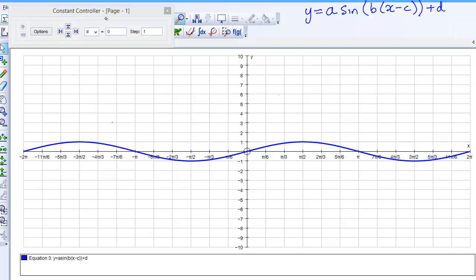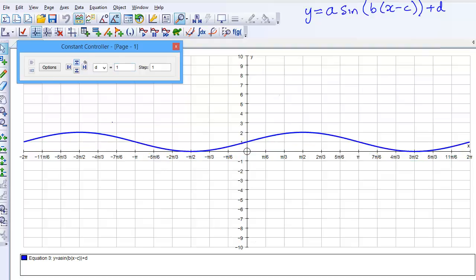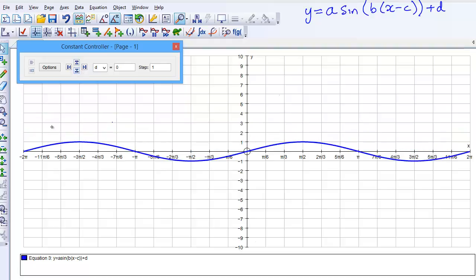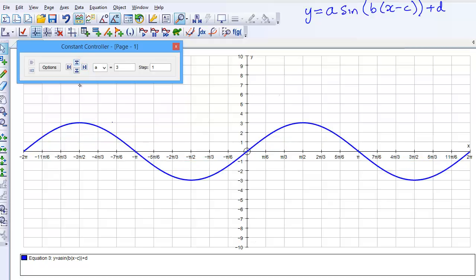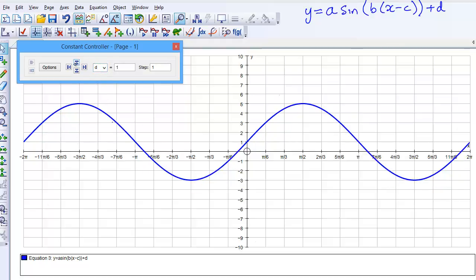So if we change d, we know that that is just a vertical translation. It will move up or down depending on the value of d. If we change the value of a, that's going to change the, let's just make sure it goes in ones, and that's going to change the amplitude. So when the amplitude is 4, it goes up to 4, down to -4. And it's worth noting with those two that they don't impact on each other at all.